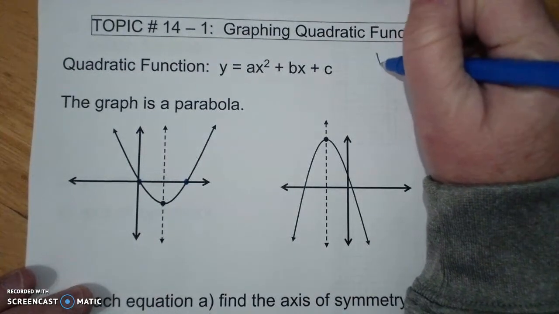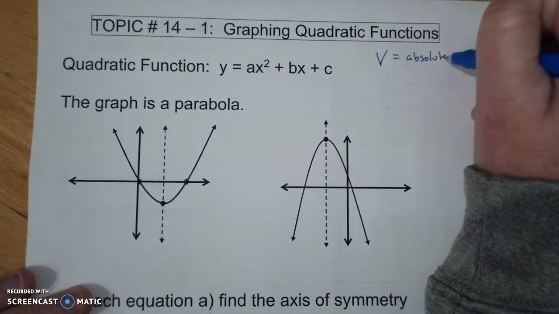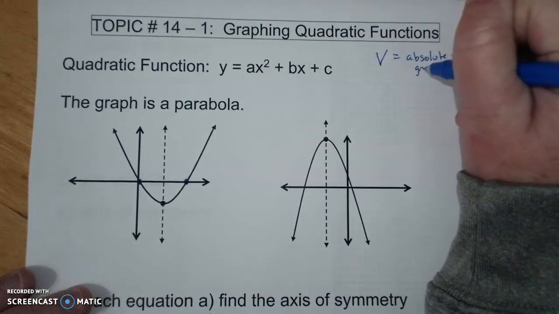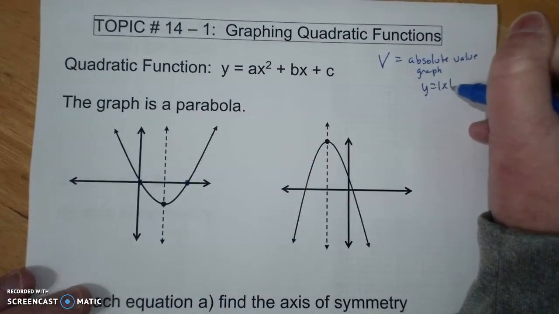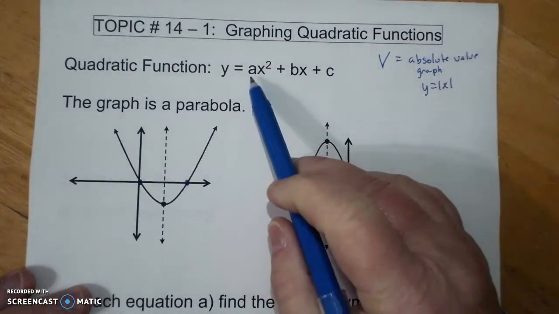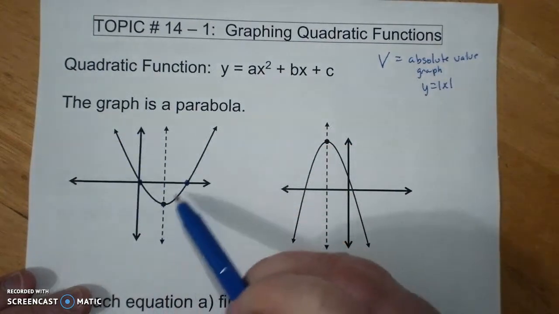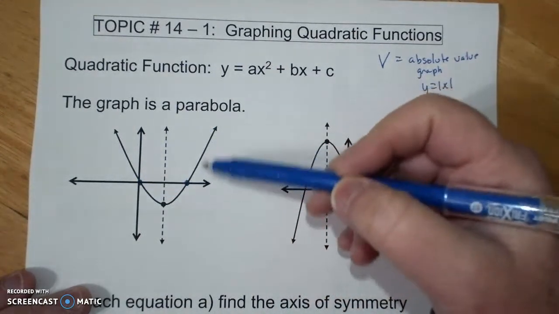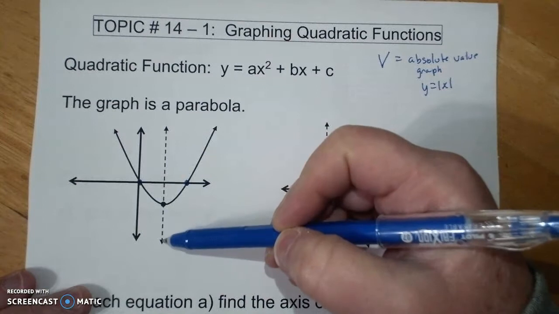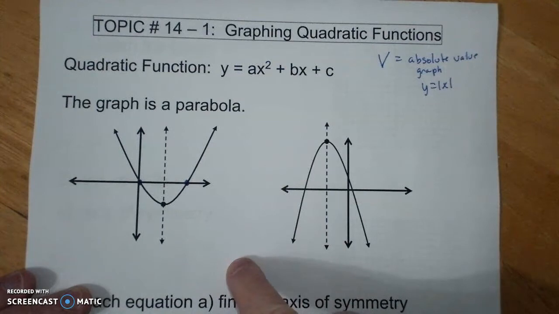Remember that if you have a graph like this, that is an absolute value graph. Y equals the absolute value of x. Okay? If you have an x squared, then it's going to be a parabola. And a parabola is U-shaped. It also is symmetrical, so whatever happens on this side actually happens on this side, and this is called the axis of symmetry.